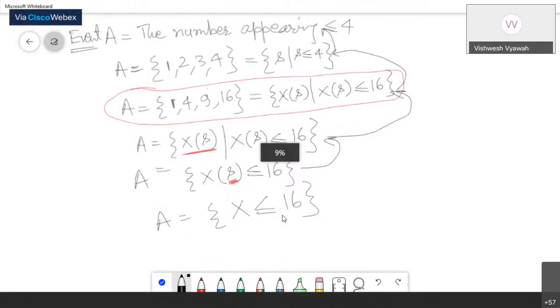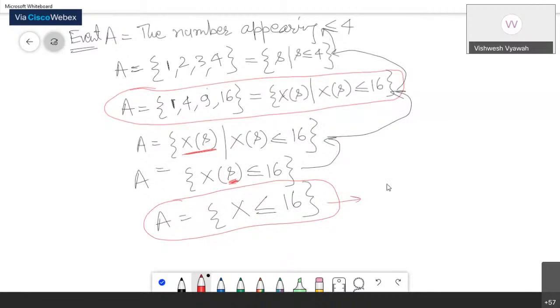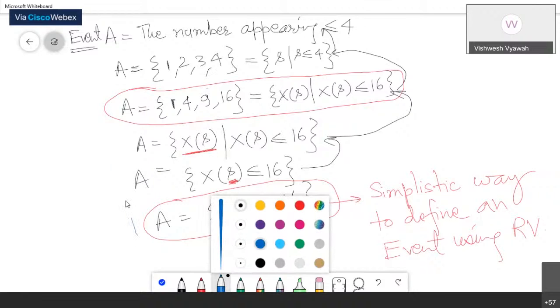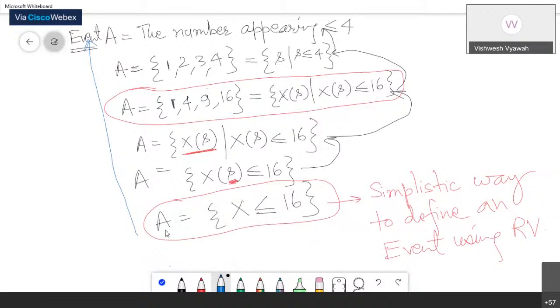This is how you finally define your event. This is the most simplistic way to define an event using RV, using a random variable. Remember, all these A's are the same. Just the notation is different. They are one and the same thing.